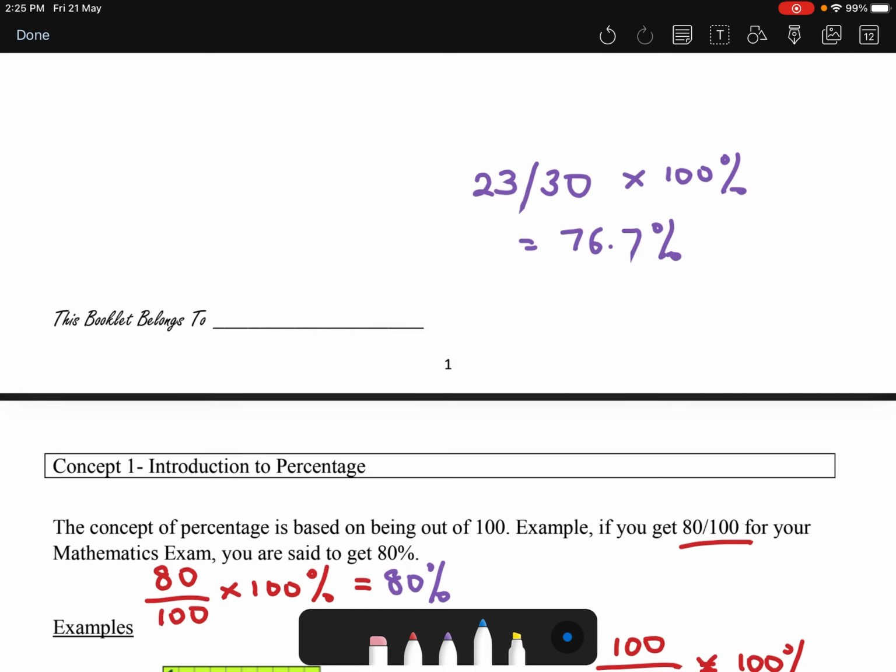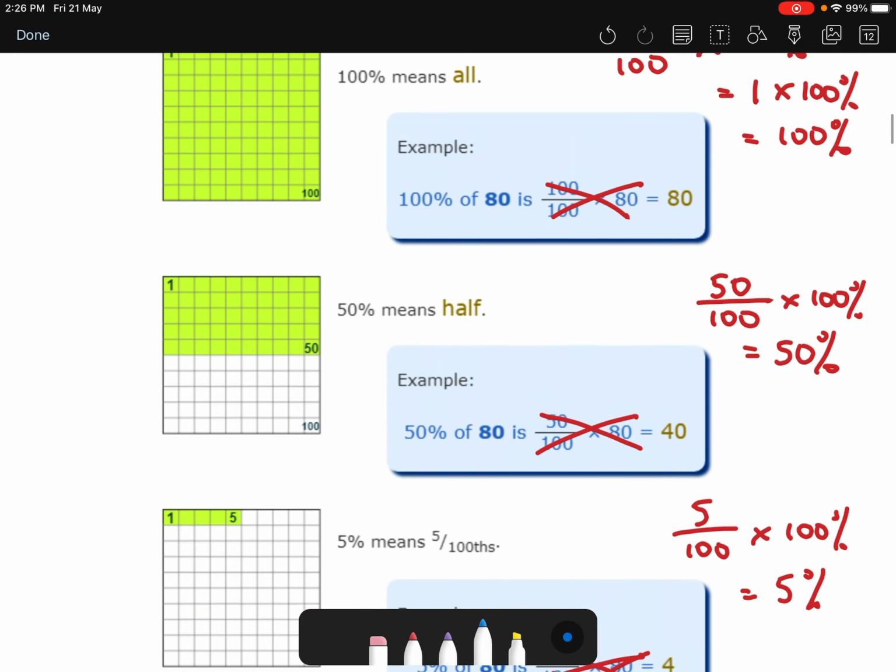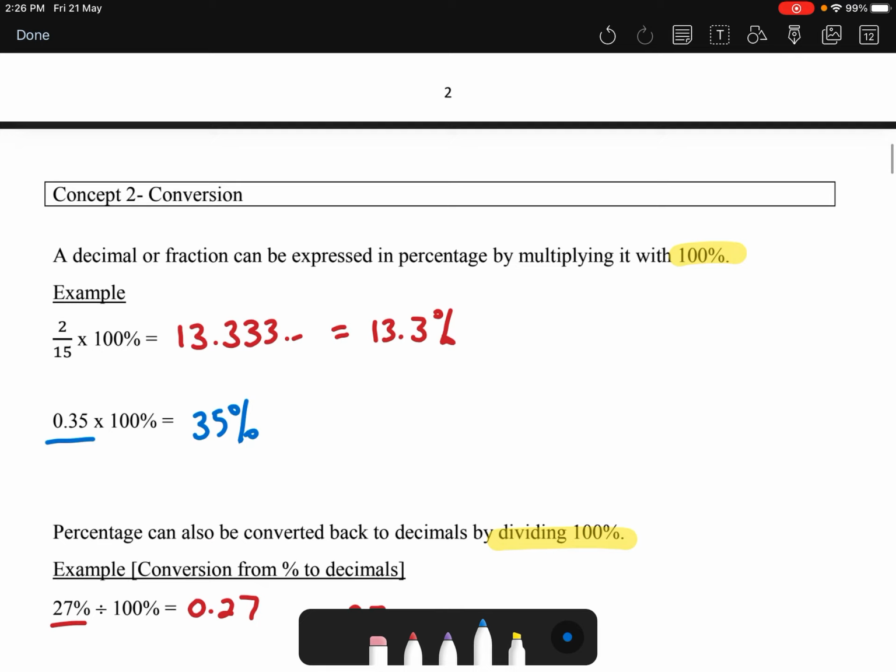Let's say I have a fraction of maybe 35 over 30. You multiply by 100%. What do you think you can get? You will get about 116.7%. So in this way I can get more than 100%. Percentage is not necessarily maximum 100%, it can be more than 100%. Alright, so this is a very brief introduction to percentage.